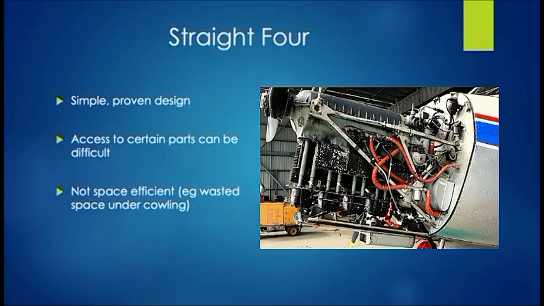The next kind of engine is a straight 4. So instead of being horizontally opposed, it's vertically opposed. It's a very simple design. It's easy to access all the parts of the engine. However, it's not very space efficient, so it's quite large in size. There's a lot of wasted space underneath the cowling, and they are ultimately a little bit heavier than the engines that we use nowadays. And these will generally be found on smaller but older aircraft.